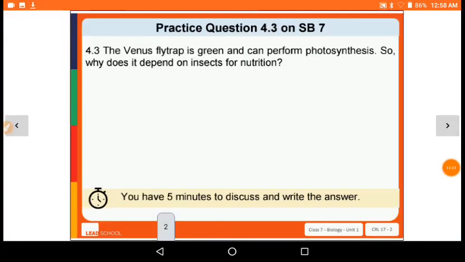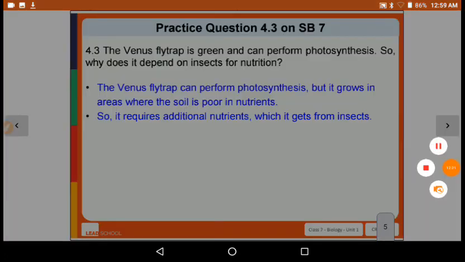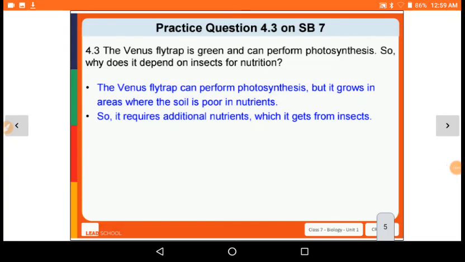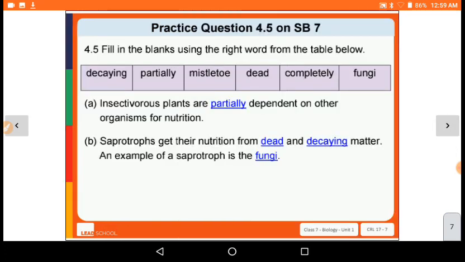Question number 3. Venus flytrap is green and performs photosynthesis. So why does it depend on insects for nutrition? The Venus flytrap can perform photosynthesis, but it grows in areas where soil is poor in nutrition. So they get additional nutrition from the insects for proper growth. How do saprophytic plants obtain nutrition? The roots of saprophytic plants obtain fungi which convert decayed matter into nutrition, and that gives it to the plants.